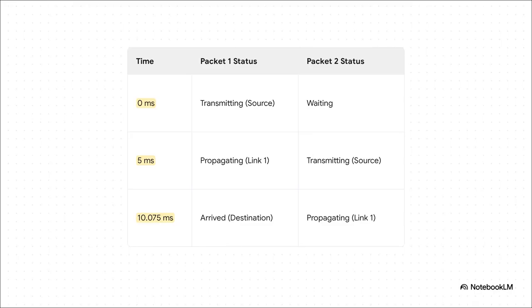And this is where you can really see the magic of pipelining in action. Just look at this timeline. At the 5 millisecond mark, the very instant the source computer finishes pushing packet 1 onto the wire, it immediately starts pushing packet 2. The two processes totally overlap. By the time packet 1 finally arrives at the destination, packet 2 is already well on its way, hot on its heels.